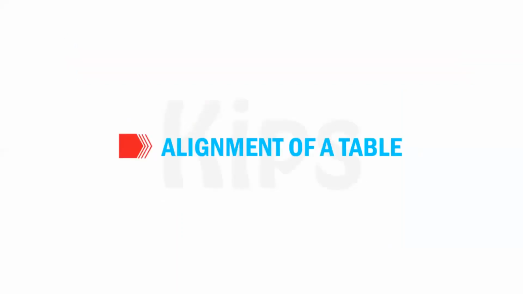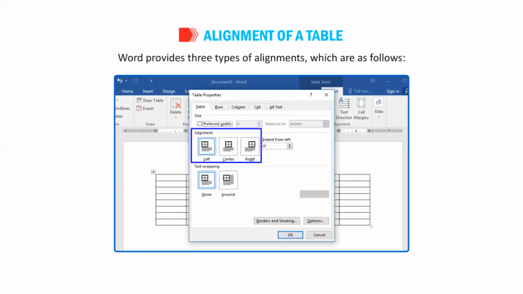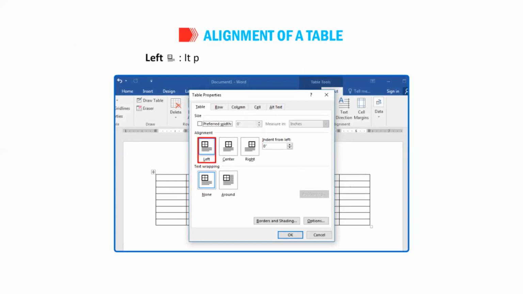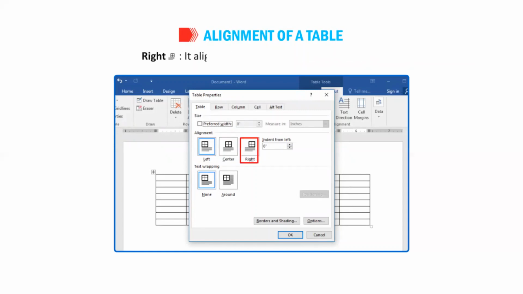Let's learn about alignment of a table. Alignment of a table refers to the positioning of table on a page. Word provides three types of alignments, which are as follows. Left. It places the table towards the left margin. Center. It sets the table in the center of the left and right margins. Right. It aligns the table towards the right margin.